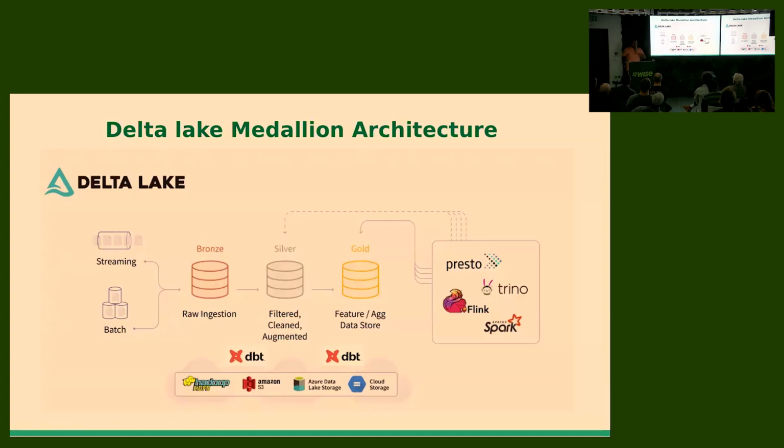The third layer is basically the final layer, where it's business friendly, right? So you have aggregated tables and aggregated columns. Whatever the business guys want, you're basically able to do that. That's the consumption layer, the final consumption layer.